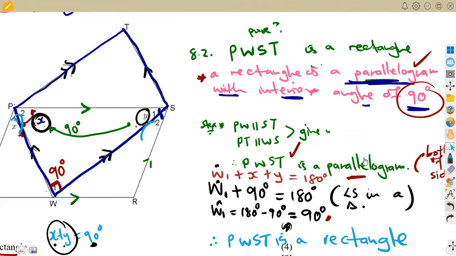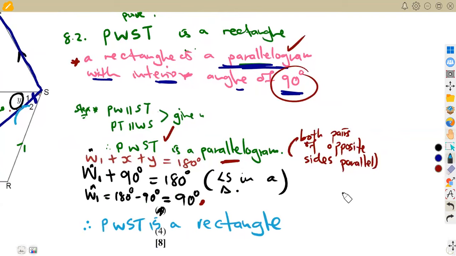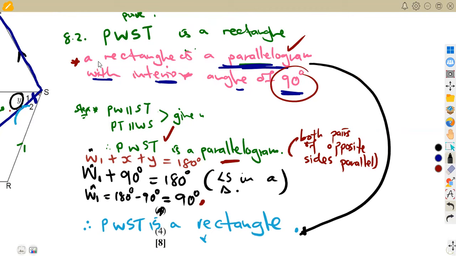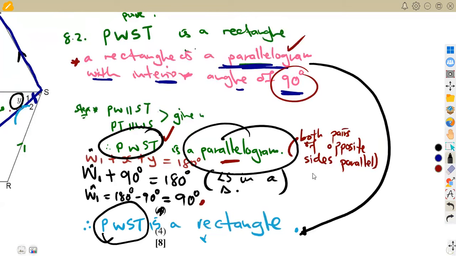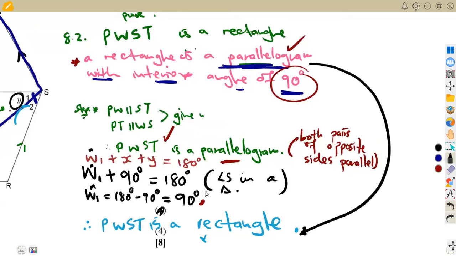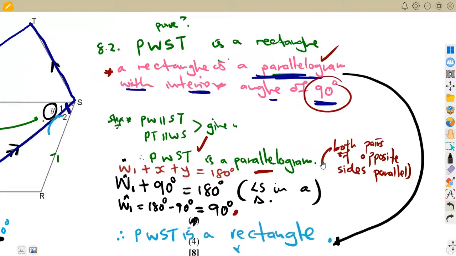Since we are given what? Remember we said it is a parallelogram before. So we are now talking about a parallelogram with interior angle of what? Of 90 degrees. So this is the reason that I want you to use at the end. Take this reason, the one that I was using, you write it here at the end, because a rectangle is a parallelogram with interior angle of 90 degrees. Remember I said PSWT is a parallelogram, and the same PSWT, inside of it, there's an interior angle of 90 degrees. So therefore, that makes it a rectangle. All right, so that is how we can prove these questions.